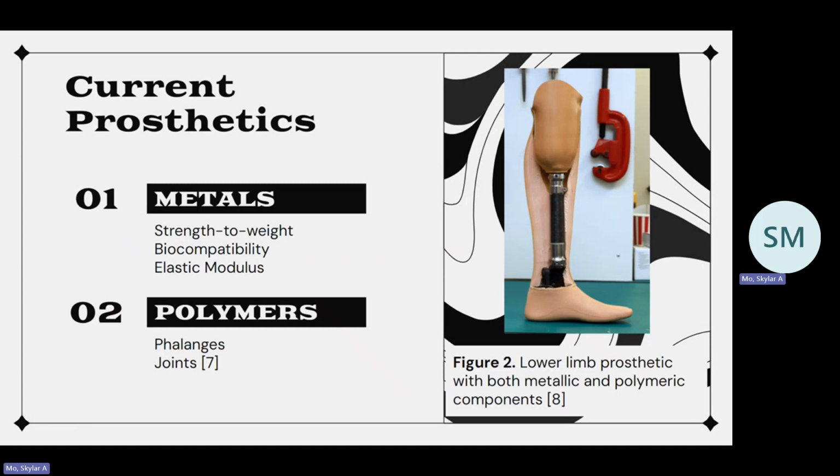Polymers can also be used for prosthetics, but not as a load-bearing structure. They are typically used for smaller features such as joints, phalanges, or connecting structures. Polymer choices include polyoxymethylene, polyurethane, and polyphenol chloride.